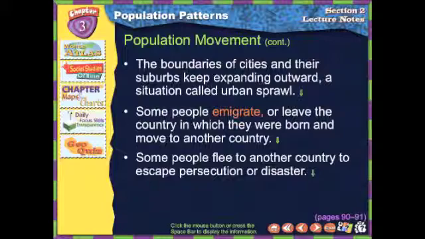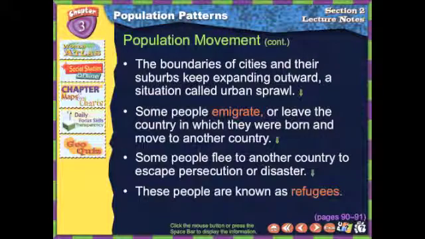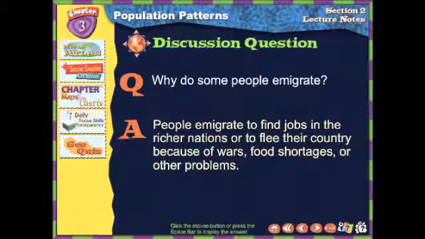Some people emigrate or leave the country in which they were born and move to another country. Some people flee to another country to escape persecution or disaster. These people are known as refugees. You might be wondering why some people emigrate or leave their home country. People emigrate for many reasons. People emigrate to find jobs in the richer nations or to flee their country because of wars, food shortages, or other problems.